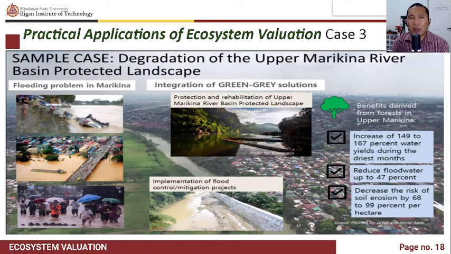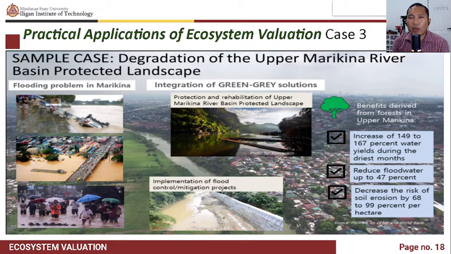We all know that Marikina is one of the areas in the Philippines that is constantly being flooded. So there is a recurring problem of flood in Marikina. If you can see the picture on the left, that's the usual scenario that people experience during the rainy season. The integration of green-gray solutions would be the protection and rehabilitation of the Upper Marikina River Basin Protected Landscape and the implementation of flood control and mitigation projects.